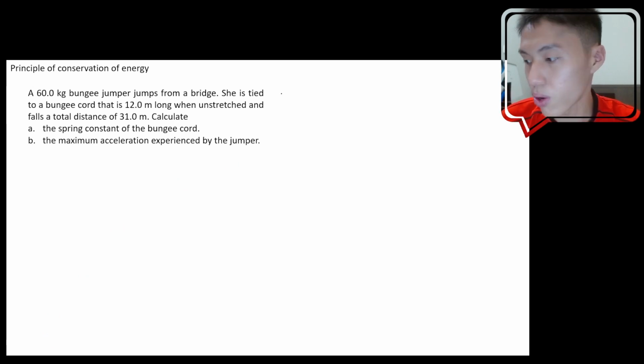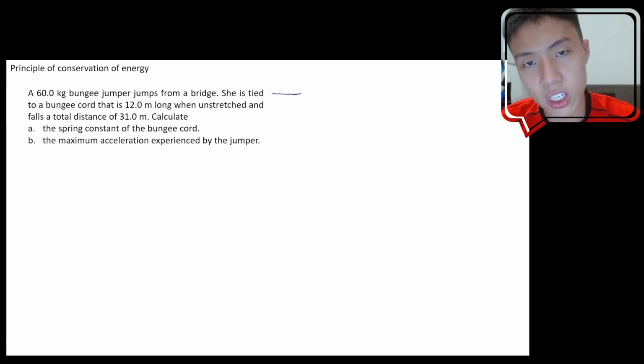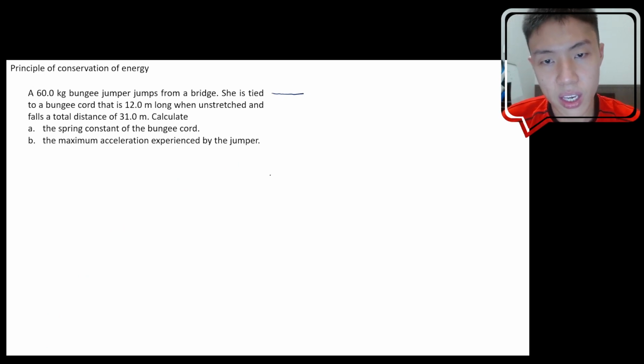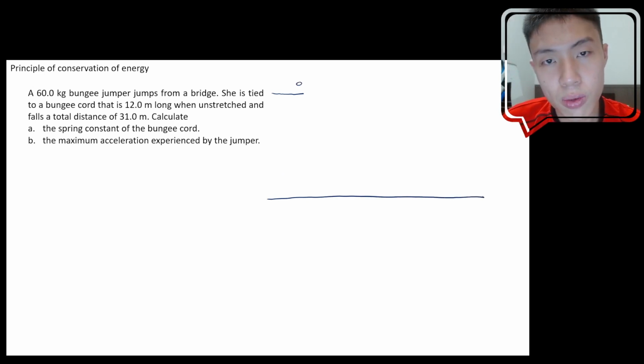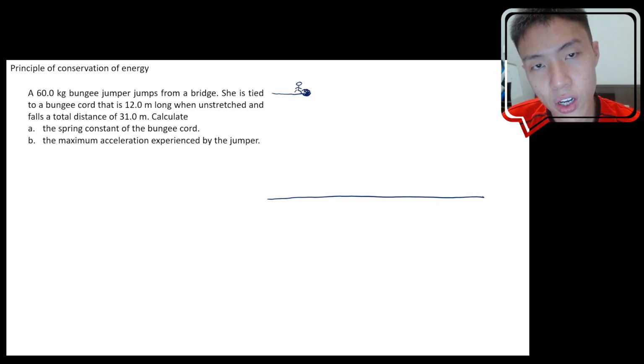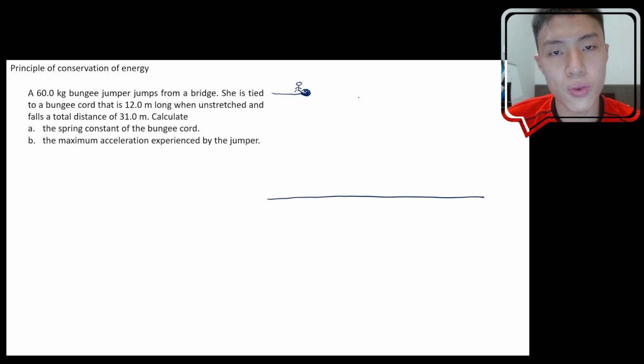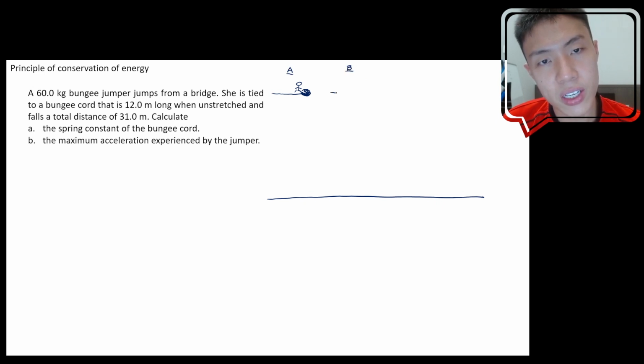First you have your human, the bungee jumper, on top. Let me draw a common ground first. The human is on top, and the cord is also on top. So this is the initial situation. Let's call it A. What happens after that is the bungee jumper has already jumped, but the spring is still unstretched yet.